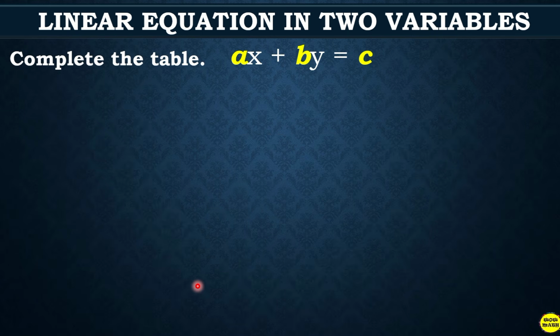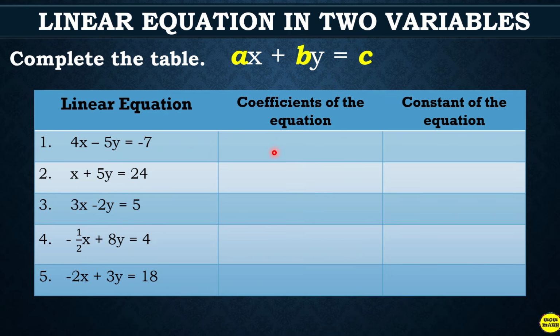I want you to find the coefficients of the equation and the constant of the equation. Remember, your A and your B are the coefficients and your C is the constant. So let's complete the table. So what are the coefficients of the equation? 4x minus 5y equals negative 7. So the coefficients are 4 and negative 5. Ito yung A mo, ito yung B mo. And then the constant of the equation, which is your C, it's very easy.